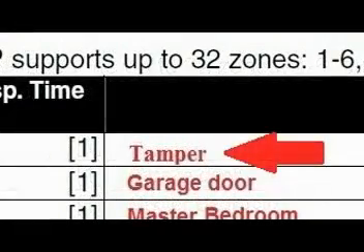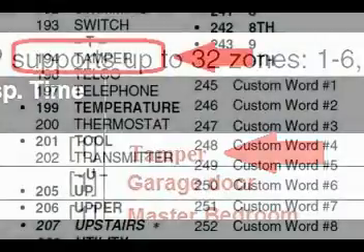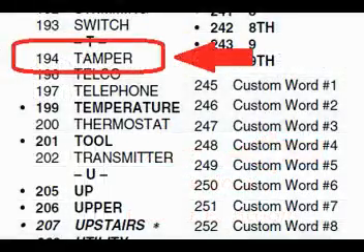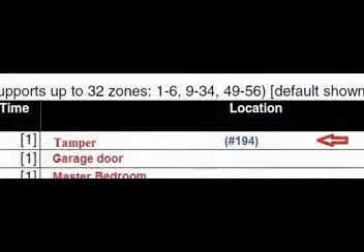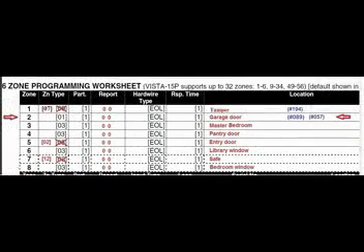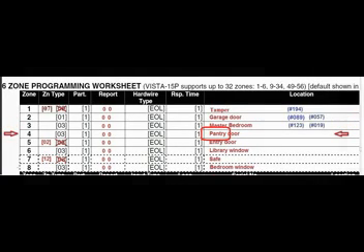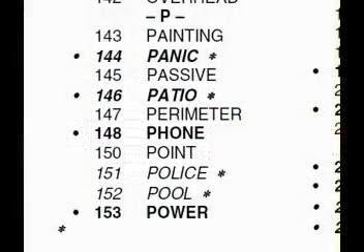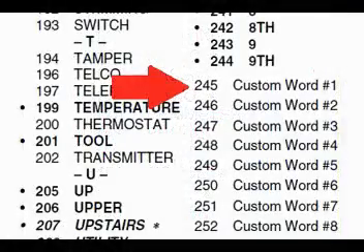Starting at Zone 1, we want to look up the word tamper. On our alpha programming list, we can see the number is 194. Bring it across to your worksheet. Then look up garage door, master bedroom, pantry. We might have a problem there. Yep, that's what I thought. Pantry does not exist in our table. Well, never mind that. That's an easy fix.